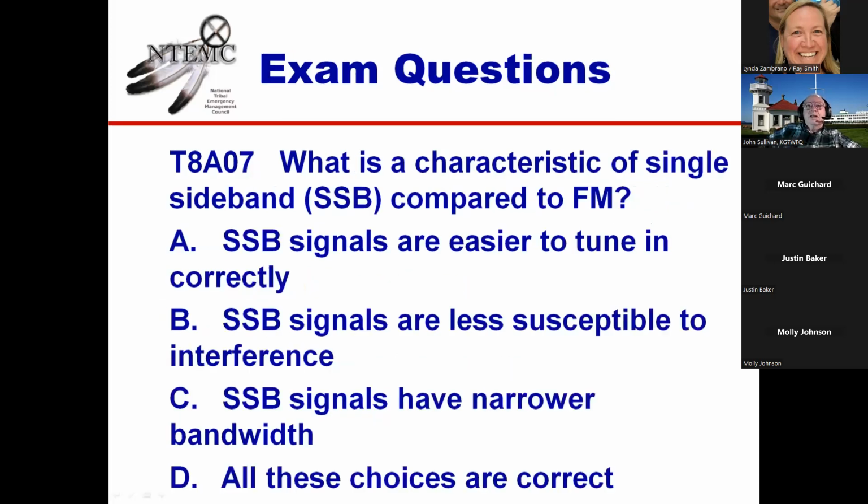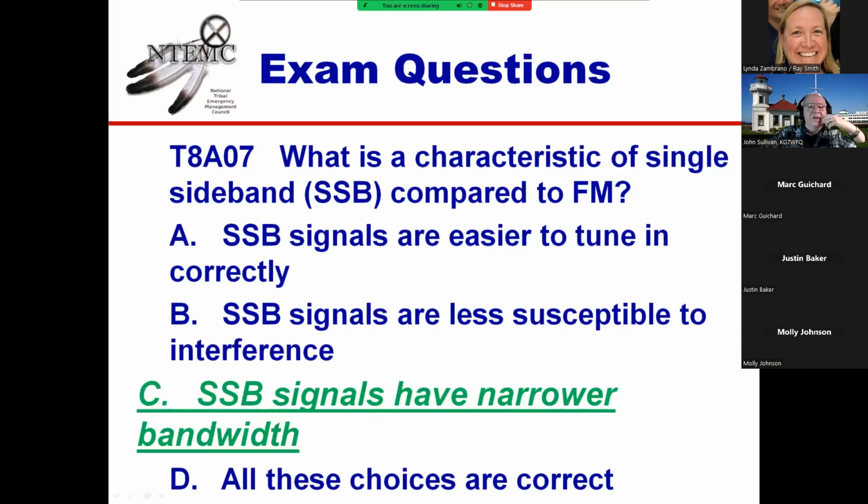What is a characteristic of single sideband compared to FM? Well, they're actually not easier to tune. Single sideband signals are definitely susceptible to interference. Single sideband signals have narrower bandwidth. All these choices are correct. Well, all can't be right because we've just said 2 of them are wrong. So obviously, by elimination, it is C. Single sidebands have narrower bandwidth.